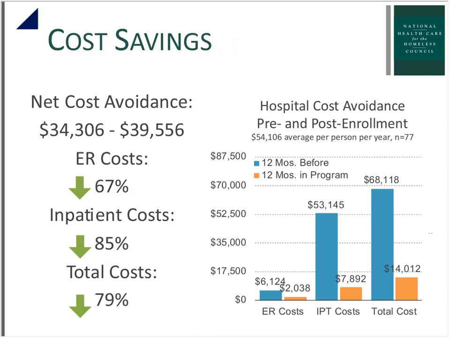The investment in housing and case management does show major cost avoidance and savings for the overall health system. And by targeting the highest cost, highest need individuals, the Tencessl Project was able to see hospital cost avoidance of over $54,000 per person per year. And when you take into account program costs, you still have a net cost avoidance of over $34,000 per person in the first year. And this is because of dramatic decreases in ER costs and inpatient costs, which are down 67% and 85% respectively. And those are directly related to the reduced utilization rates I mentioned earlier.